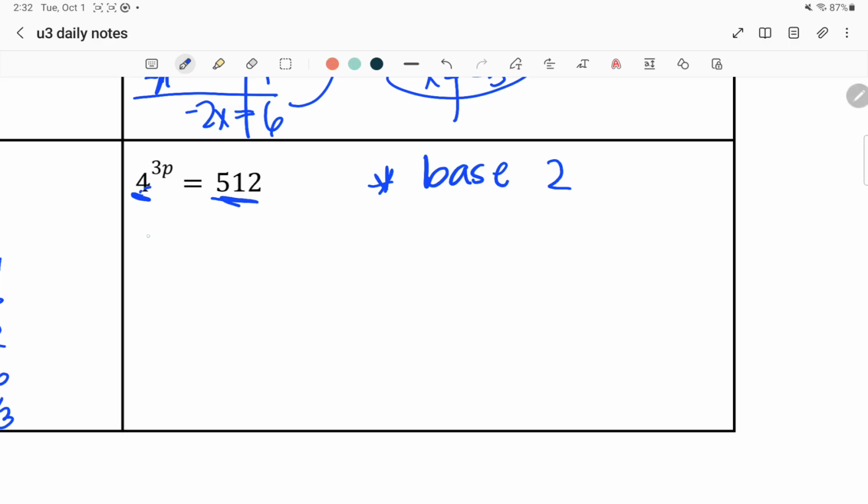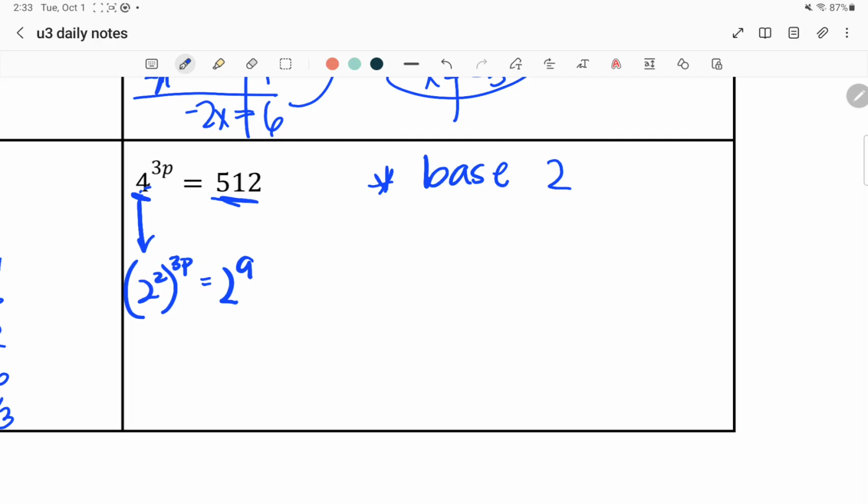Okay, so changing both bases. The reason I'm doing this is because in your 4 column, you'll notice you don't have 512. So you can't change this to a base of 4 anything because 512 is not a proper conversion. But if I look at my 2 column, 4 is in there and 512. So 4 becomes 2 squared to the 3p equals 512 becomes 2 to the 9th power.